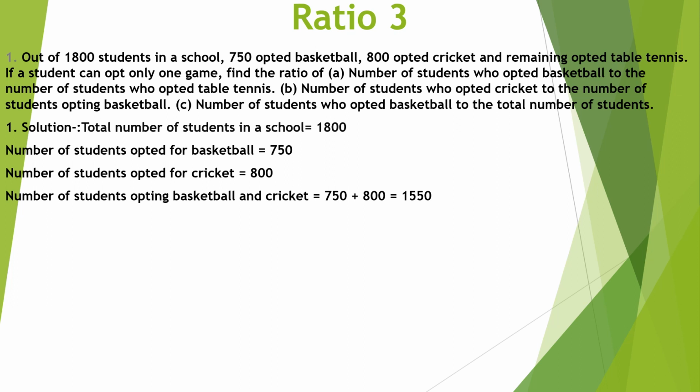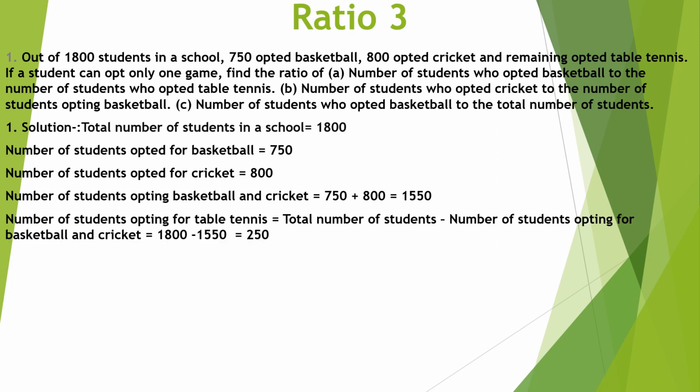Let us calculate the number of students opting for basketball and cricket, which will be 750 plus 800 is equal to 1,550. Now, number of students opting for table tennis is equal to total number of students minus the number of students opting for basketball and cricket. That is 1,800 minus 1,550, which is equal to 250.